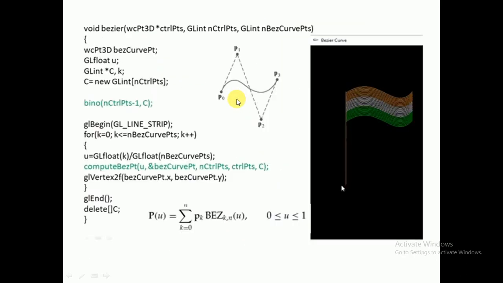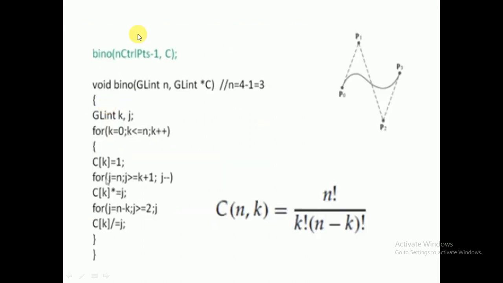This is the binomial function, with n, control point minus 1, comma C. Then C of nk is n factorial by k factorial into n minus k factorial. This we are calculating here. The total number of control points is n, and n is 3, because it is 4 minus 1.